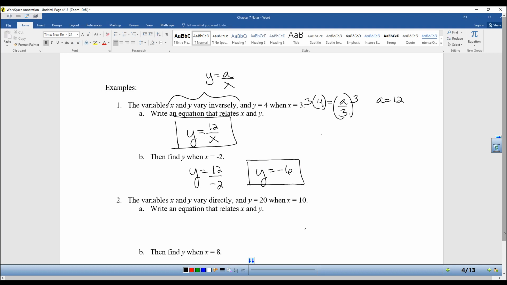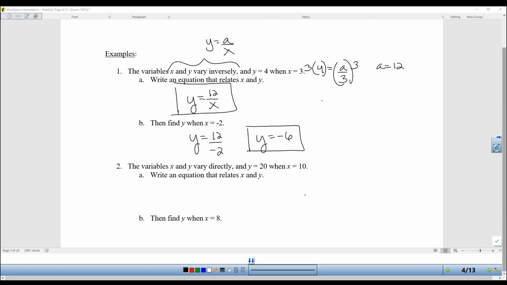If you understood that, you should probably try number 2 and maybe even number 3 on your own. The variables x and y vary directly. As soon as I see that, I write my equation. Y is equal to a times x. And then I need to find this a, but they've given me points, so now I'm going to fill them in. 20 is equal to a times 10. A is equal to 2.